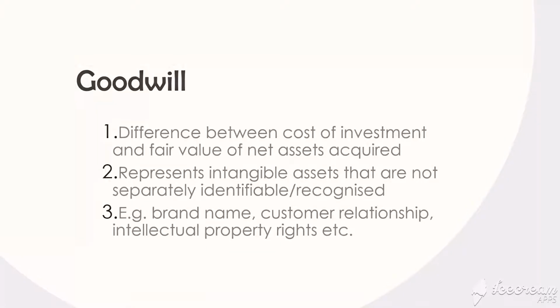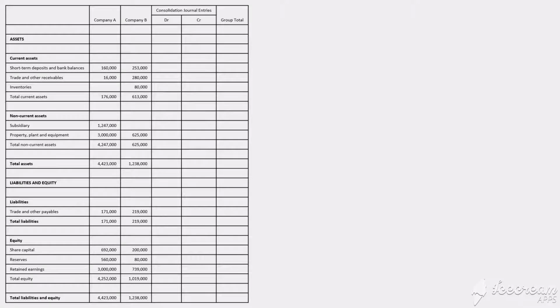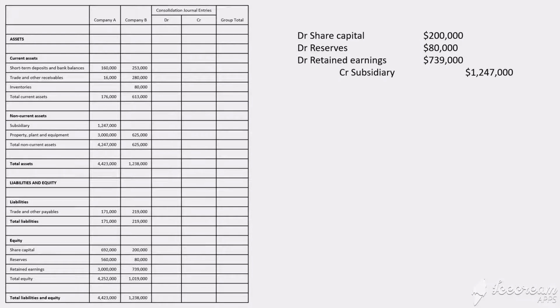In this case, we noted that the cost of investment is $1,247,000 based on the subsidiary line item. For the purpose of simplicity, we will assume Company A owns all the shares in Company B. The consolidation journal entry to eliminate the subsidiary account is debit share capital, debit reserves, debit retained earnings, and credit subsidiary. Now you will notice a problem here.